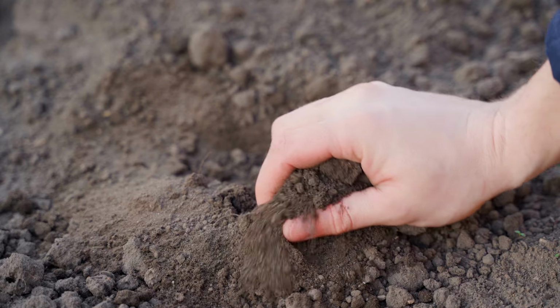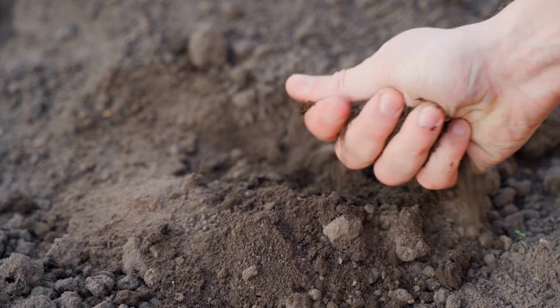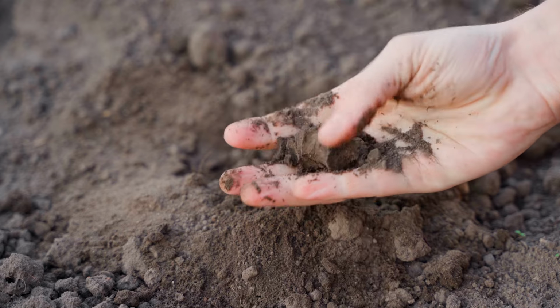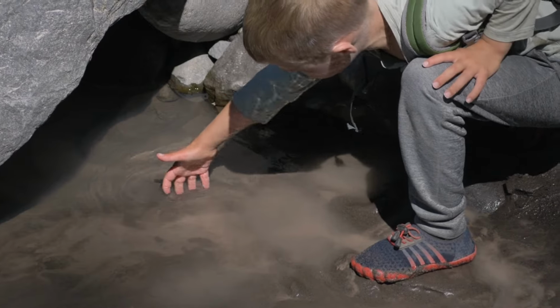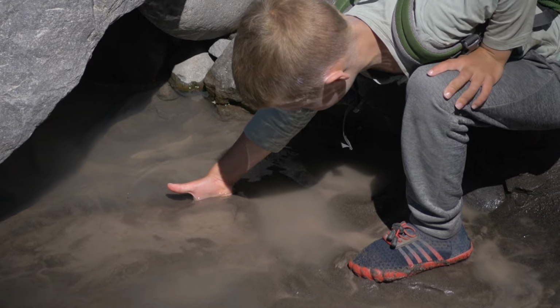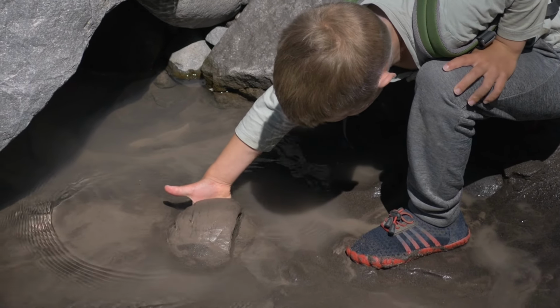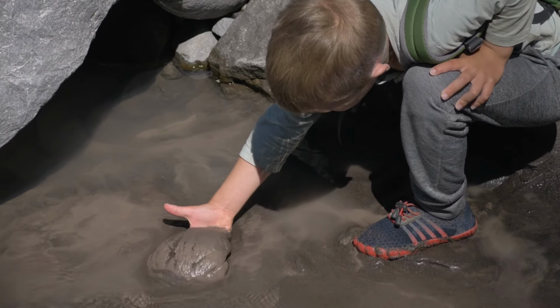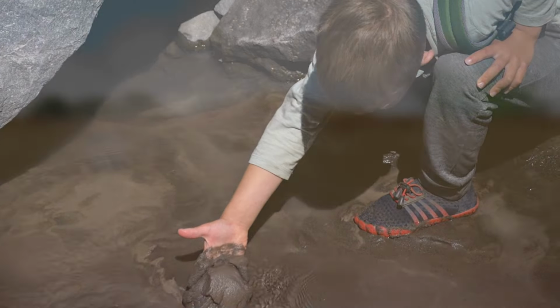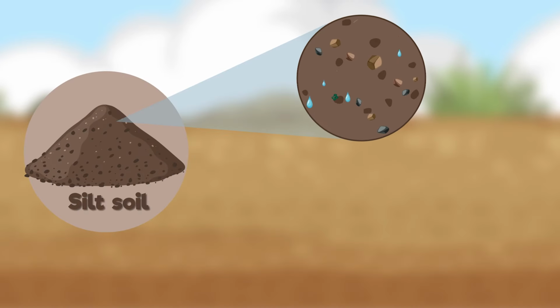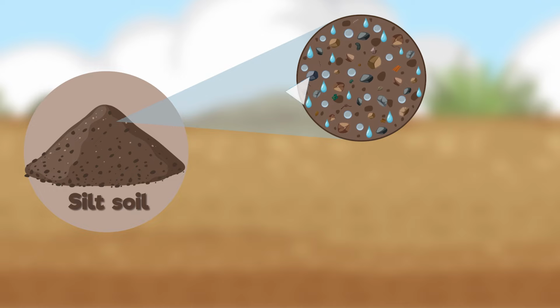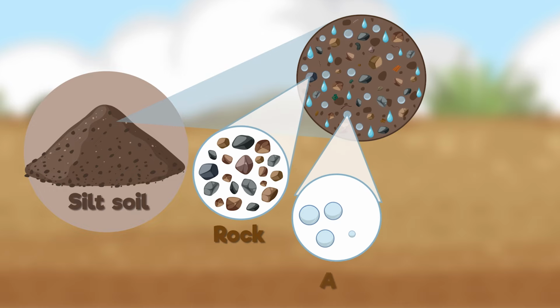Then there is silt, which has qualities that sit between those of sandy and clay soils. Silt particles are finer than sand, but bigger than clay, making silt soil smooth to the touch. This medium-sized particle composition allows silt soil to hold more water than sandy soil. Silt also has some humus, usually more than sand or clay, which provides minerals and nutrients to plants.